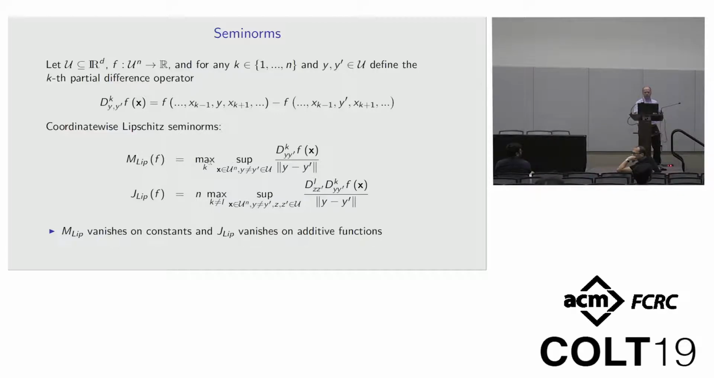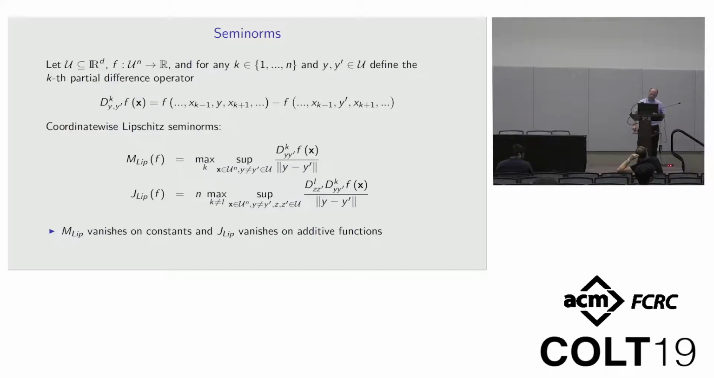The first order one looks at the maximum value of the k-th partial difference operator normalized by the degree of perturbation that you make. That's why we call it a Lipschitz semi-norm. And the second order one looks at the second difference, and it looks at the interaction between two different components of x. Here k and l are different coordinates. Also here we put n because, as we will see, this ensures that in our bound these two semi-norms appear in the same order.